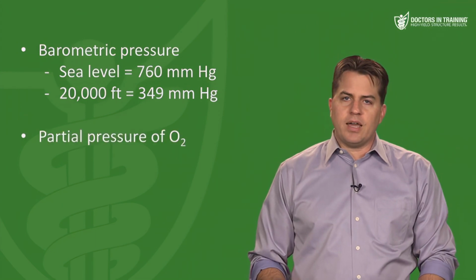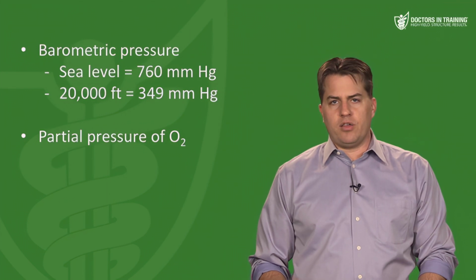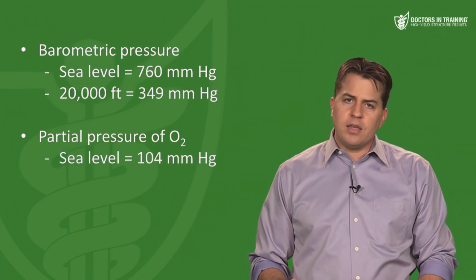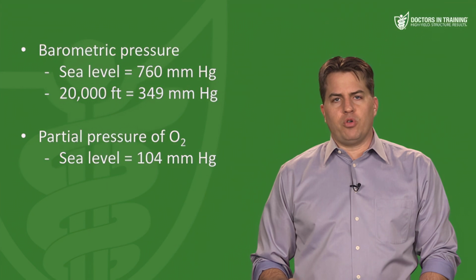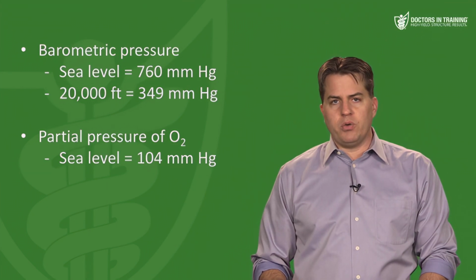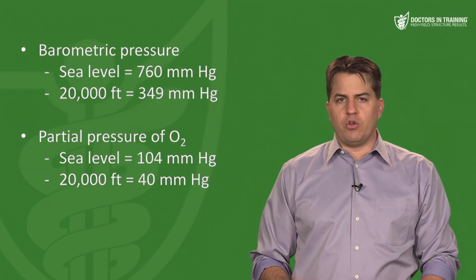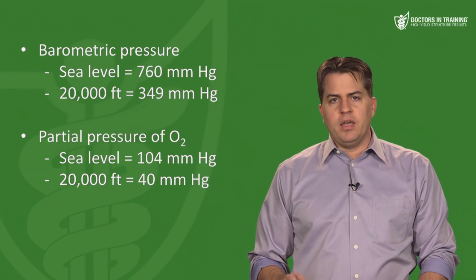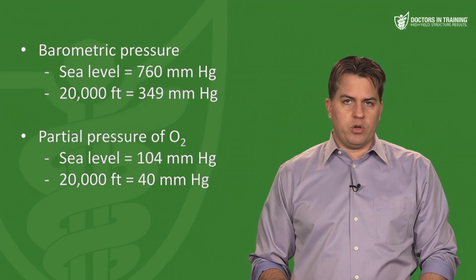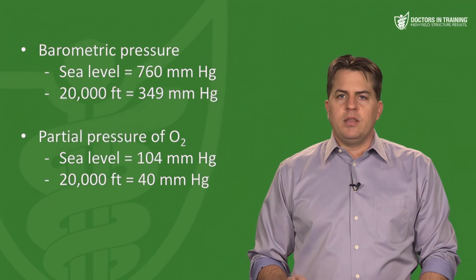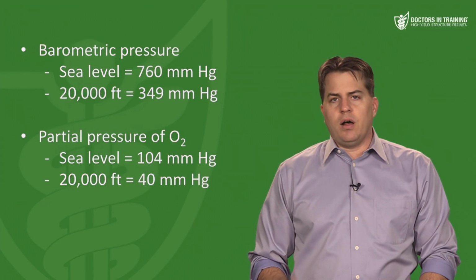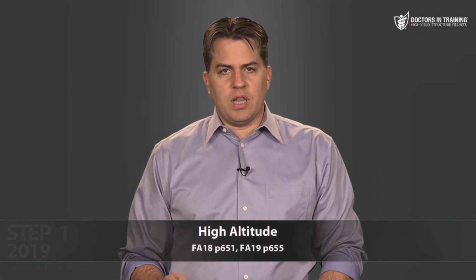Another difference at high altitudes is the alveolar oxygen partial pressure. At sea level, the alveolar oxygen partial pressure is 104 millimeters of mercury, and going back up to 20,000 feet above sea level, the partial pressure of oxygen in the alveoli goes down to 40 millimeters of mercury, which is much less than at sea level. This makes it a lot harder to breathe and to oxygenate at high altitudes. So how does your body compensate for this lower partial pressure of oxygen at high altitude? Well, it's going to do numerous things.